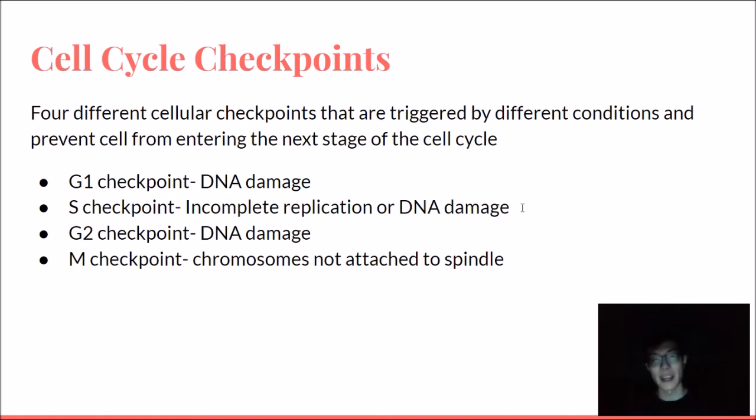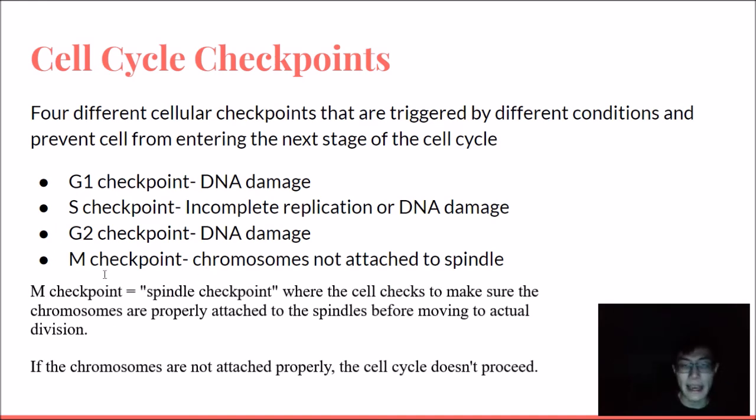So once you replicated the DNA, you want to check to make sure that it's replicated properly and there aren't any issues. The G2 checkpoint, again, is going to be looking for DNA damage. So before you actually actively go through mitosis and cytokinesis to separate that one cell into 2 cells, it's checking to make sure that there aren't really any DNA damage. And finally, you have the M checkpoint.